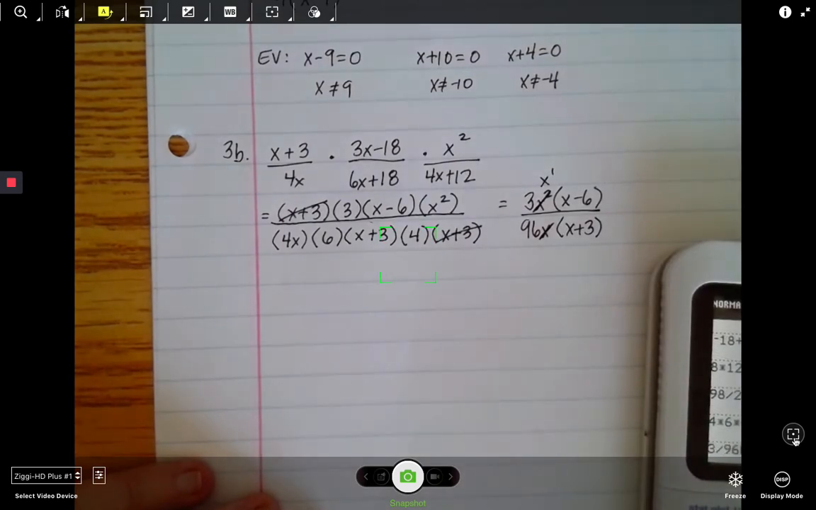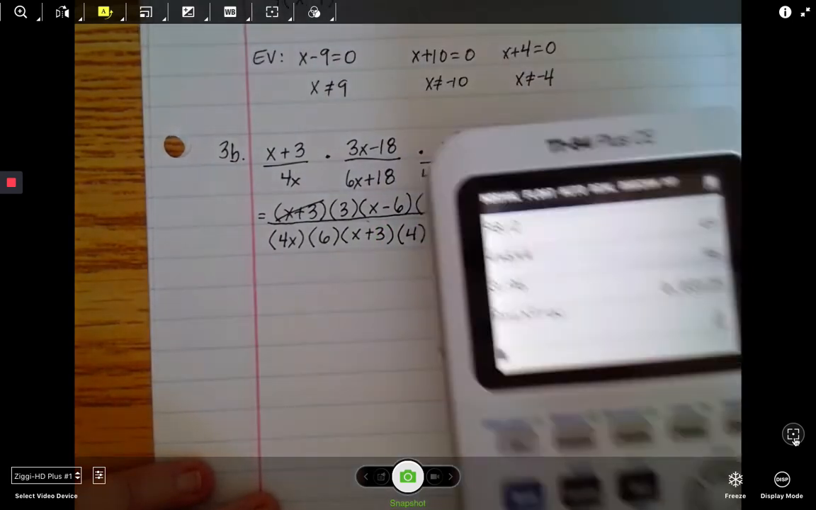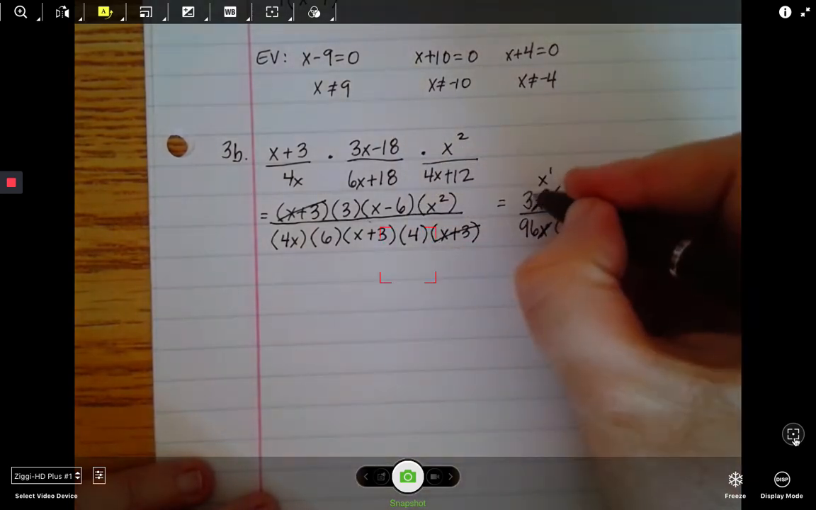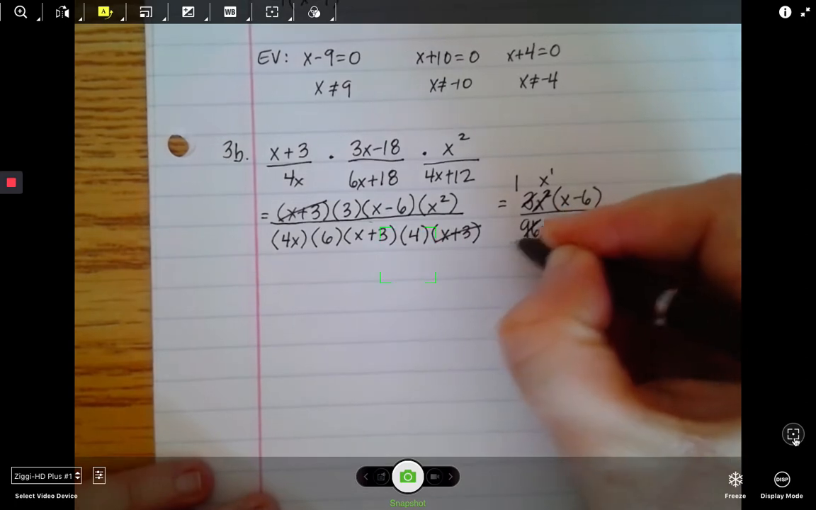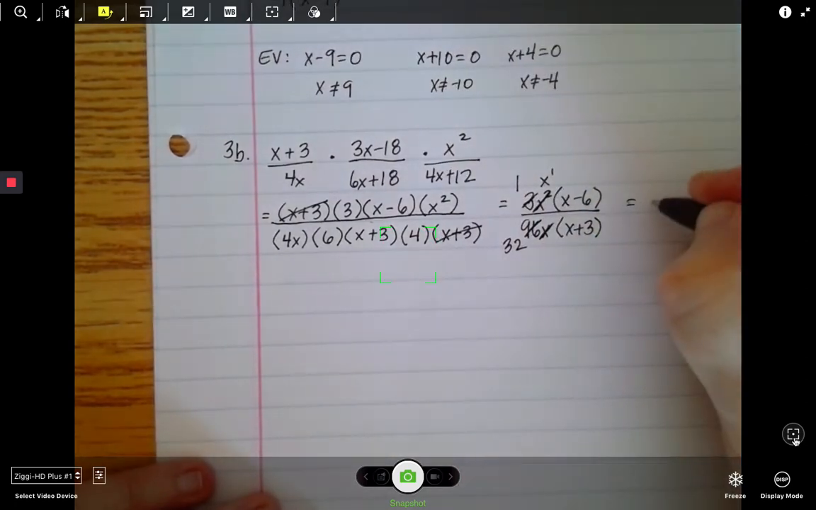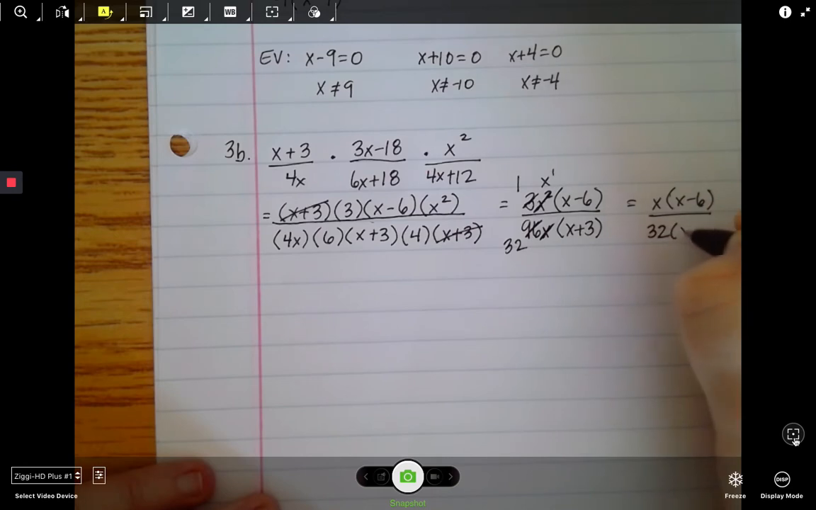3 divided by 96. Y'all see it simplified to 1 over 32? So that simplifies to 1. That simplifies to 32. 1 times x to the first is just x. x times x minus 6 over 32 times x plus 3.